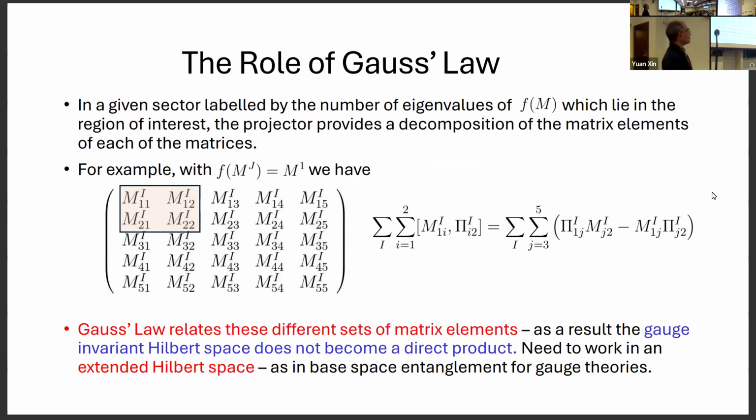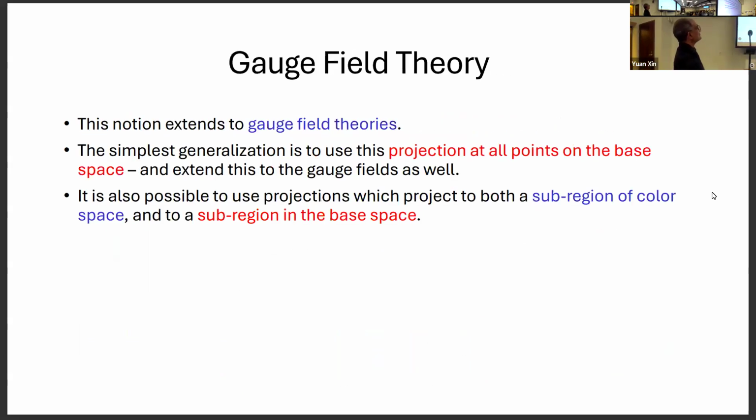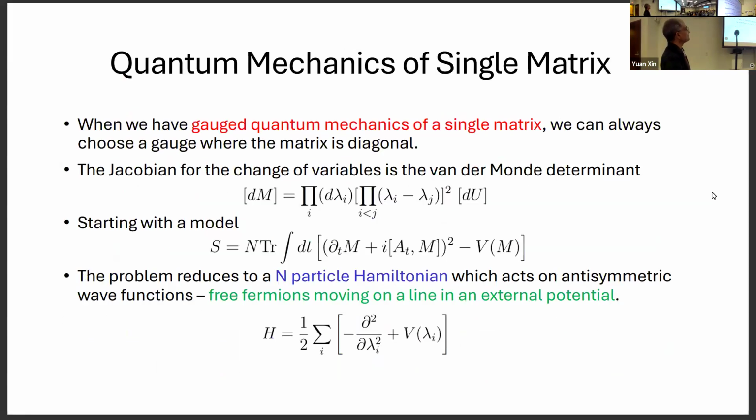I should mention, but not elaborate on, the fact that the Gauss law actually has an effect in this calculation, because even though these matrices might appear to be independent, they're really not so independent. They are related by this Gauss law condition, which actually plays a key role in the entanglement. Definitely skip on that. This can be extended to gauge field theories in some trivial ways, but also in some non-trivial ways. But let me give you some examples.